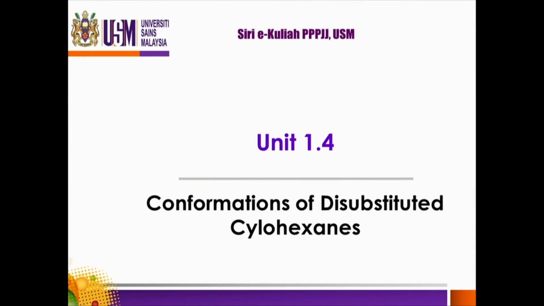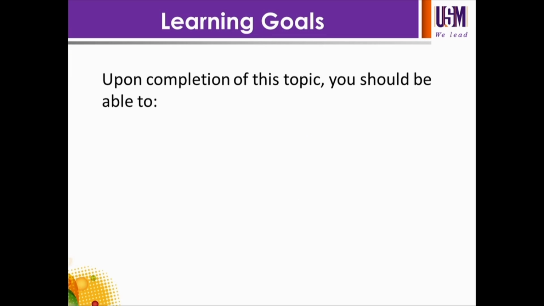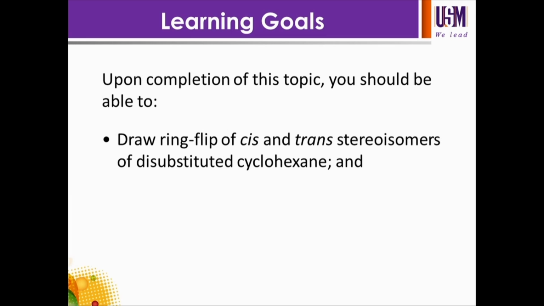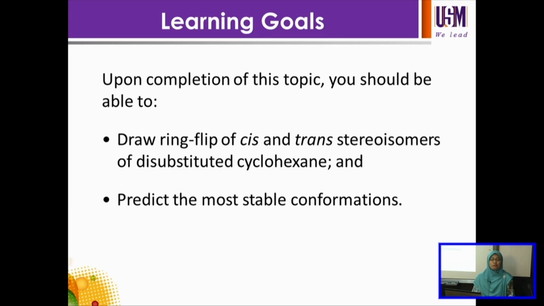So in the previous video we looked at the conformation of monosubstituted cyclohexane. In this video we will cover the conformation of disubstituted cyclohexane. Upon completion of this topic, you should be able to draw ring flips of cis and trans stereoisomers of disubstituted cyclohexane and predict the most stable conformation.